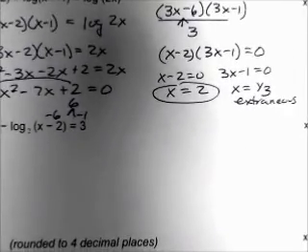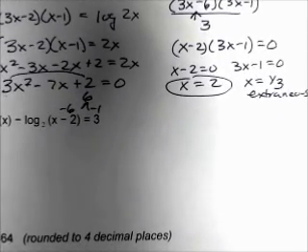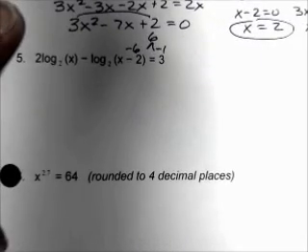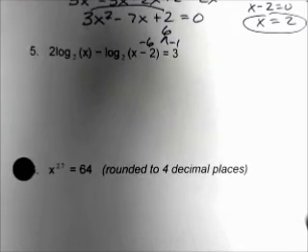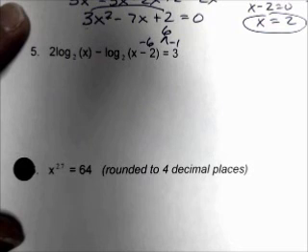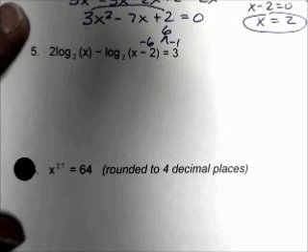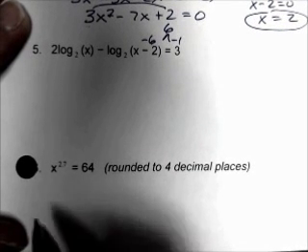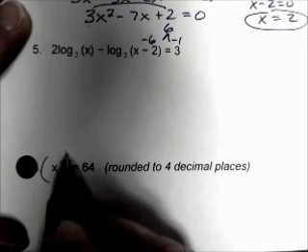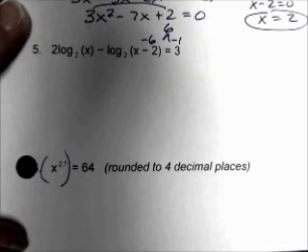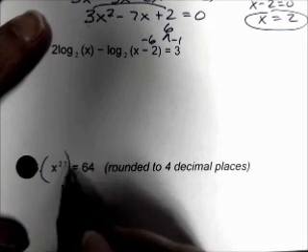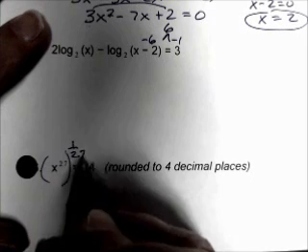Next, number 6, we have x to the 2.7 equals 64. This is just an exponential form of an equation with no log here. So this is going back to chapter 7. So really we want x to the positive 1. We want x to the first power. So this will just raise both sides to the reciprocal, which would be 1 over 2.7.